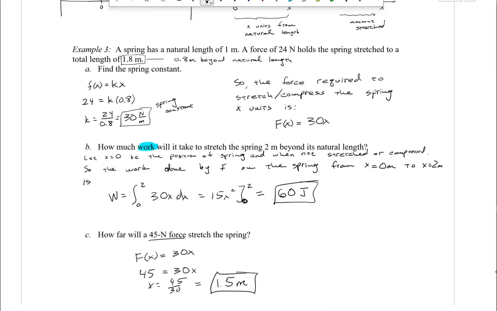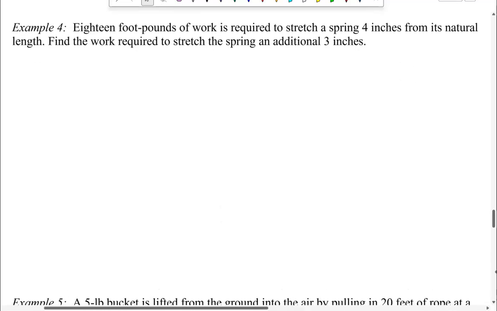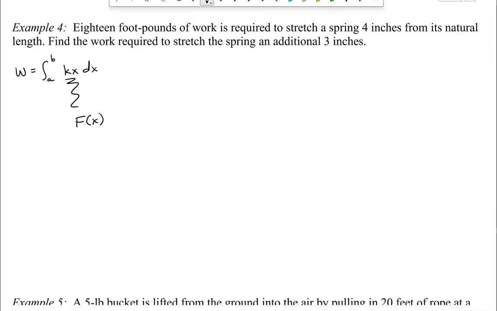All right, let's look at another one kind of similar to this. Example 4, 18 foot-pounds of work is required to stretch a spring 4 inches from its natural length. Find the work required to stretch the spring an additional 3 inches. So they want us to find work, which will be the integral from A to B of kx dx, right? Again, this right here is our capital F of x. This is our force required to stretch or compress a spring using Hooke's law, right? That is Hooke's law. So that's what we're going to integrate.